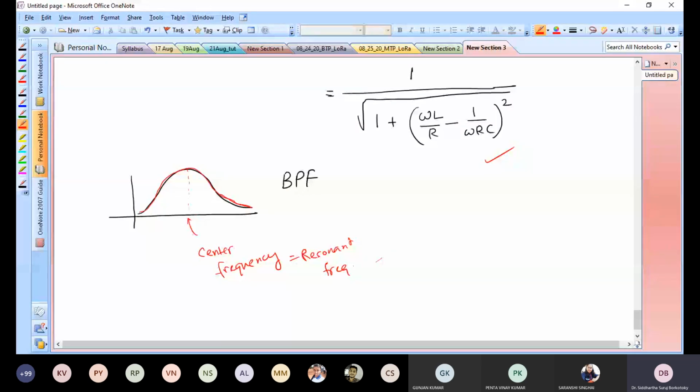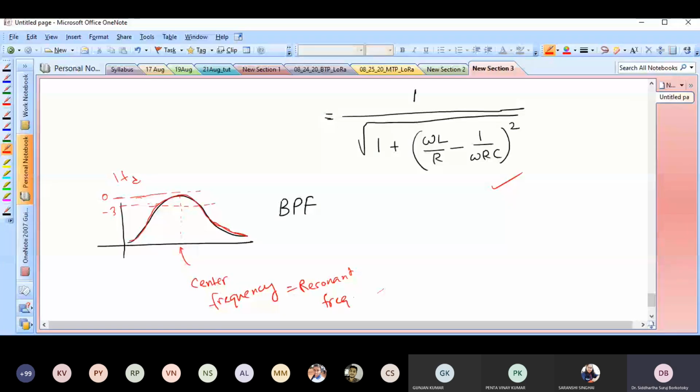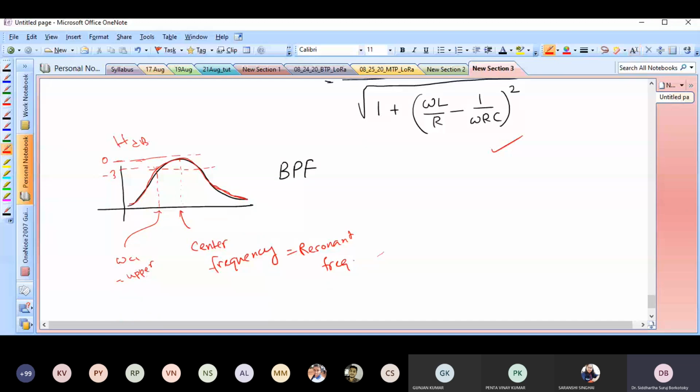But the point is, after that omega frequency, this is the maximum, this is 0, let's say, and this is -3. We're talking about dB, otherwise 0 doesn't mean anything in the linear scale. So if you have 0 and if you have -3, the point at which it reaches -3 is the omega C1 or upper cutoff frequency.